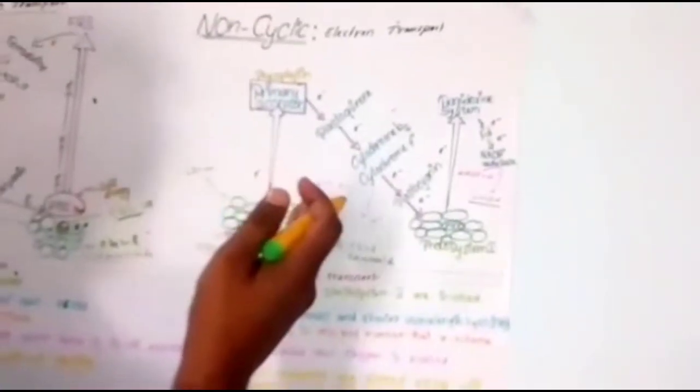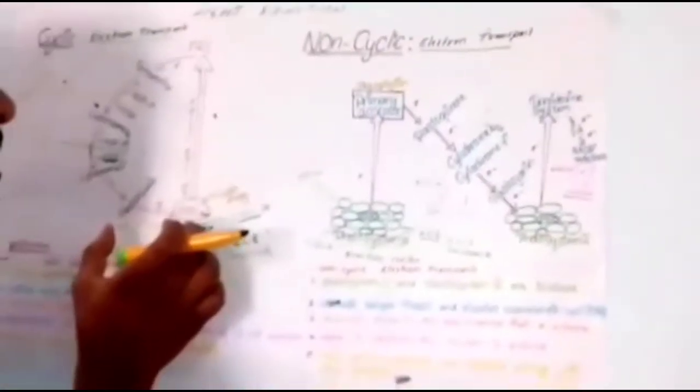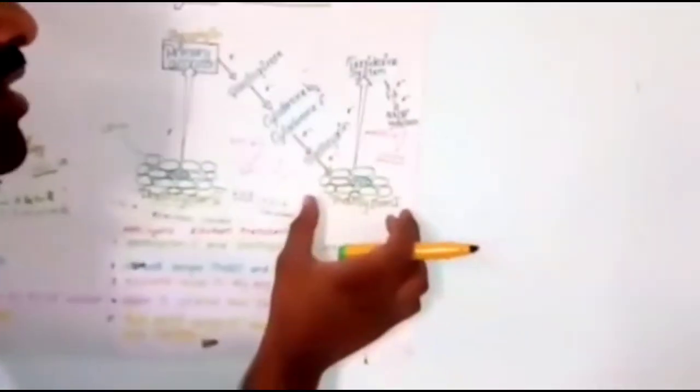Then the second phase of the light reaction is non-cyclic electron transport. In the sense, electron transport starts from one point and ends at another point. The electron does not return, but in the cyclic process, electrons return to where they started. In non-cyclic electron transport, it starts from PS, meaning photosystem 2, and ends with photosystem 1.